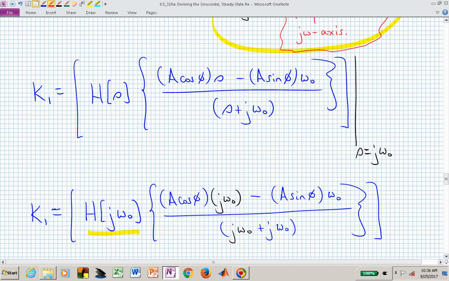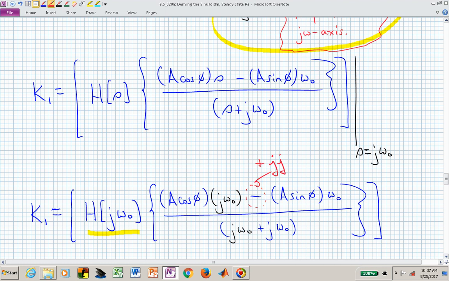We have a j omega naught in the first term in the numerator. We don't have a j omega naught yet in the second term in the numerator, but we can introduce a j if we rewrite minus 1. j is the square root of minus 1. So let's replace this negative sign with a positive sign and say that that's now j times j. j times j is minus 1. So we can now say that the second half of the numerator is plus j j A sine phi omega naught.